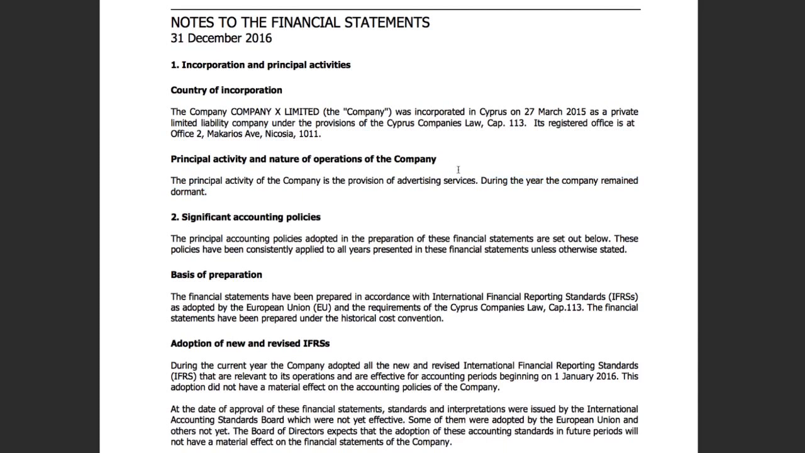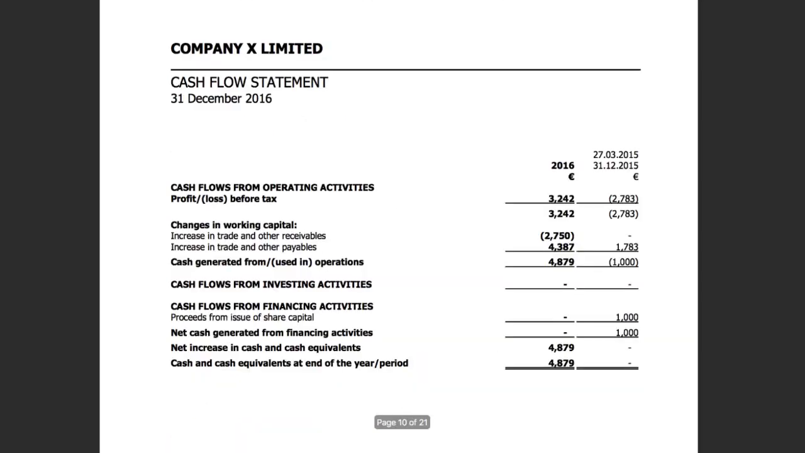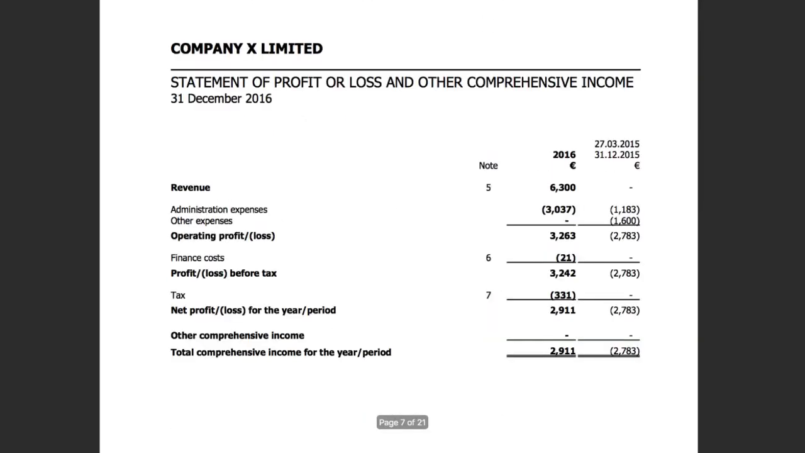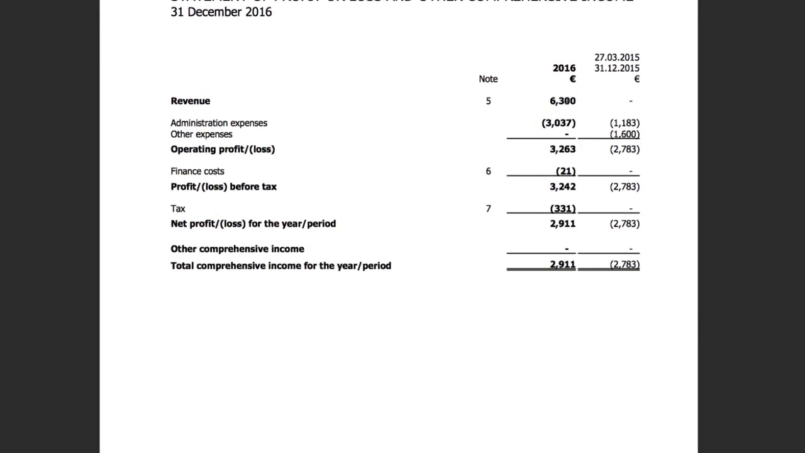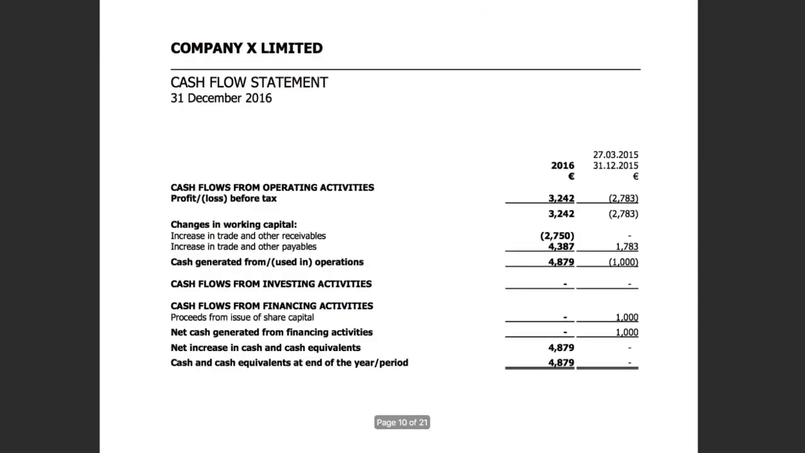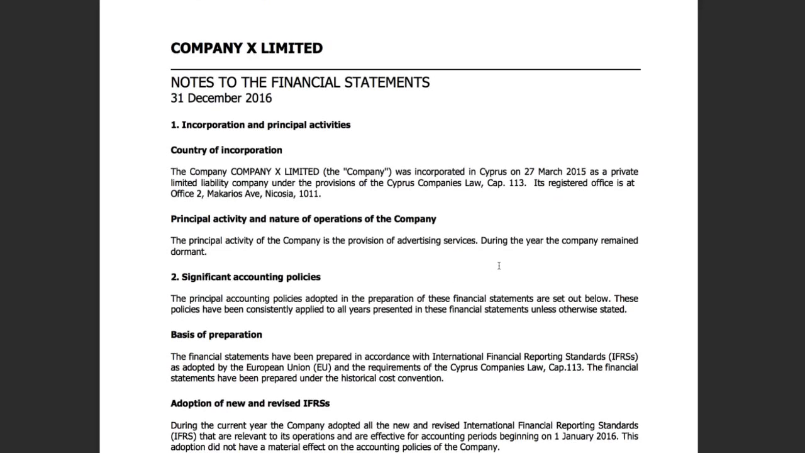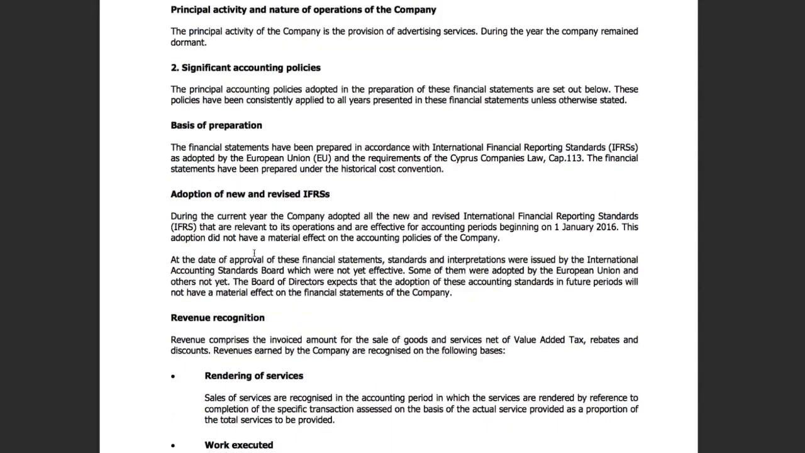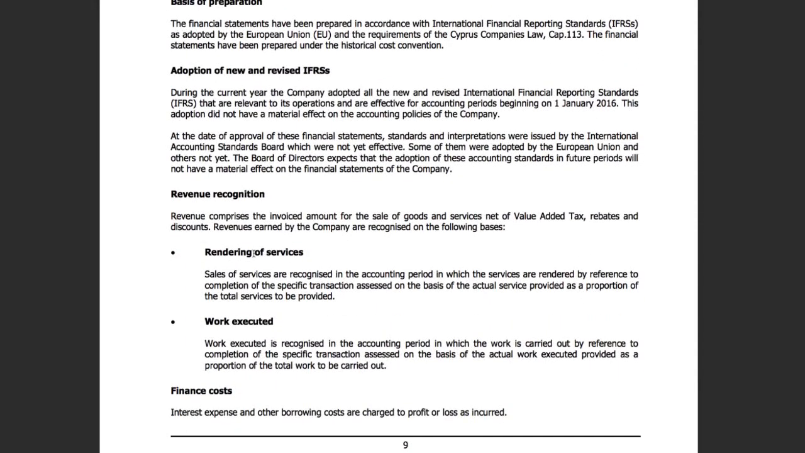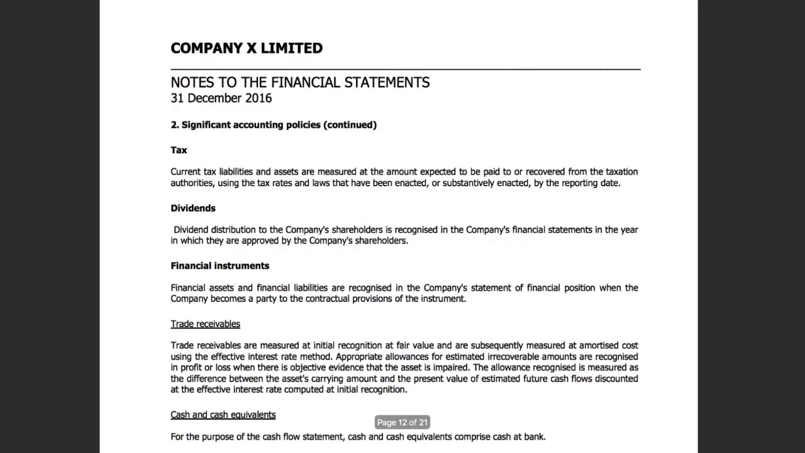This means that during the year 2016 the company did not trade, which is contrary to the income statement on page 5, because the company did trade at 6,300 euros. Therefore, this error or this sentence is to be amended, as the company has been trading, hasn't been trading during 2015. The rest of the information is pretty standard, therefore you don't need to spend any time going through it.